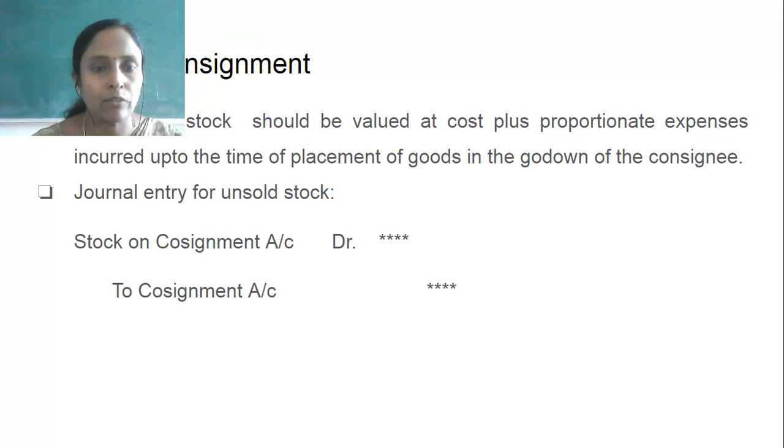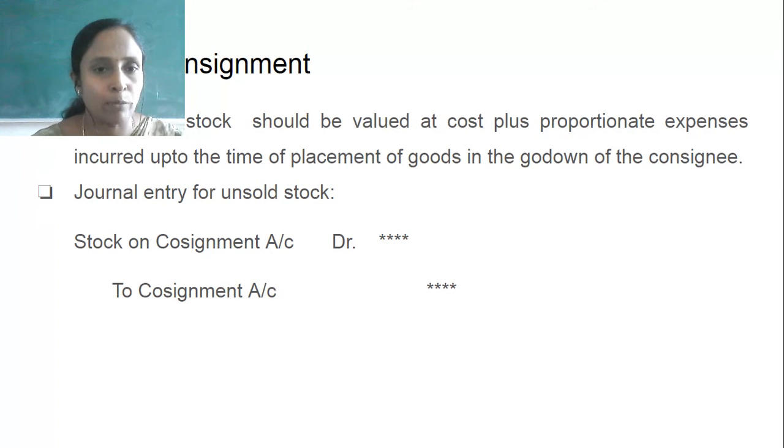Okay, so here we value the stock on consignment at cost plus proportionate expenses incurred up to the time of placement of goods in the godown of the consignee. That is, we have to take the cost of unsold stock, the stock which remains unsold, and we have to add along with that cost proportionate expenses incurred up to the time of placement of goods in the godown of consignee, and it includes both consignor expense as well as consignee expense.